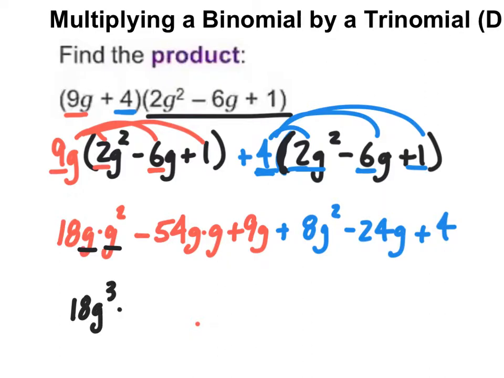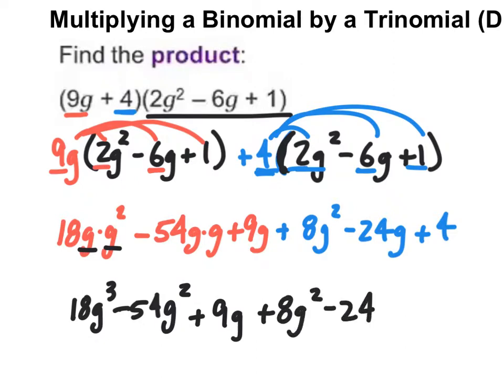Okay, minus 54, and then g times g is going to give me g squared, and then plus 9g. And then we've got plus 8g squared minus 24g, and then plus 4. So now let's combine our like terms. Now I can combine the negative 54g squared and the positive 8g squared.